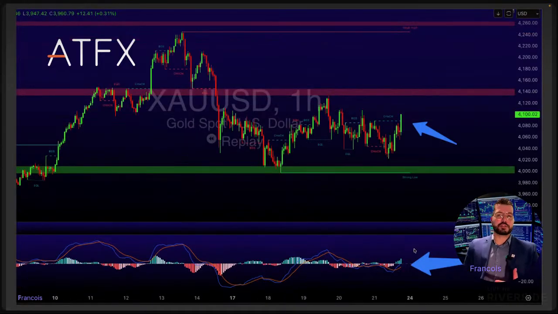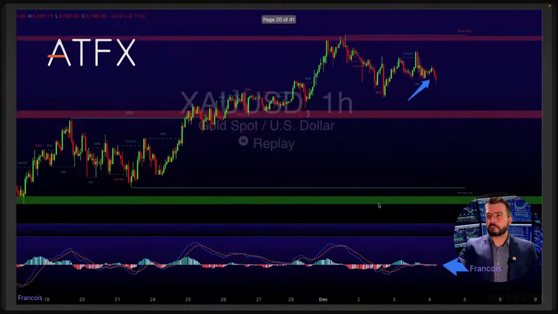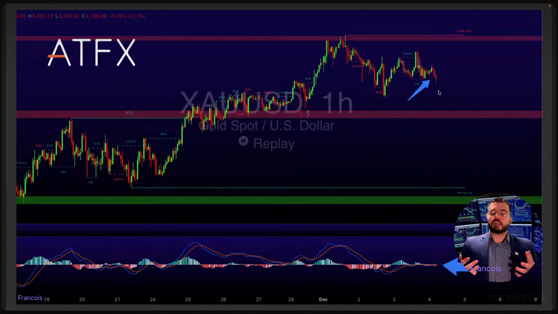A second option that you can also use the MACD for is to spot weaker pullbacks. Okay, so here you can see you have price moving downwards, and now your question to yourself is: is this a change of direction, or is it just a weak pullback?